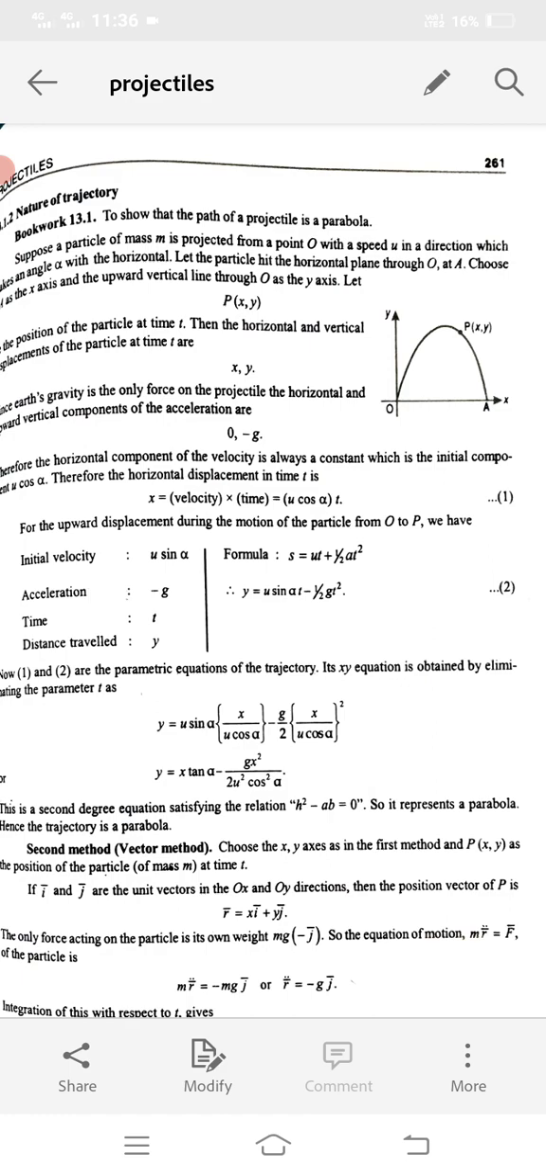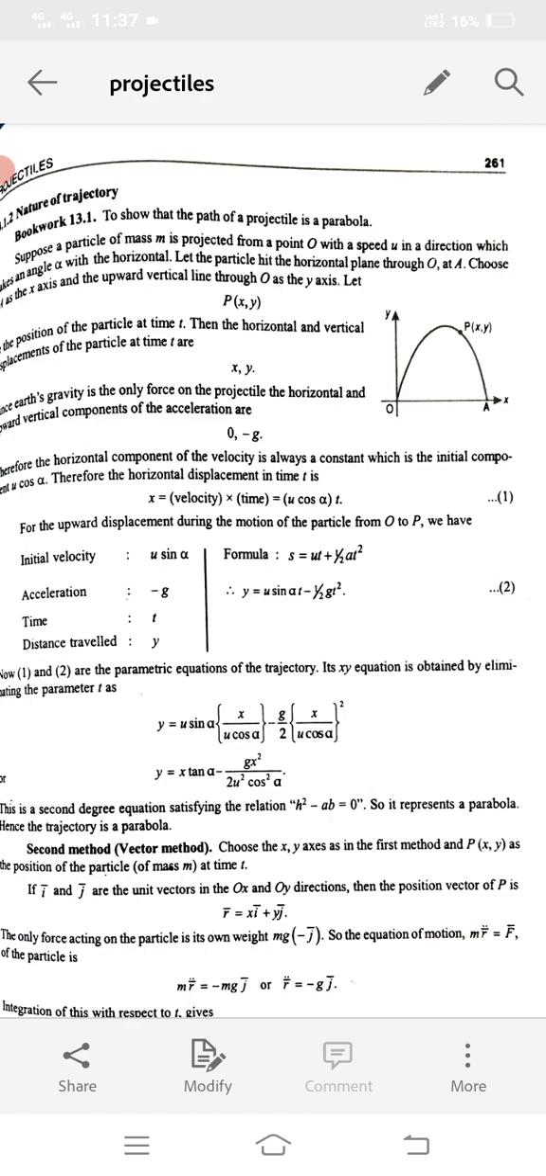Suppose a particle of mass m is projected from a point O with a speed u in the direction which makes an angle alpha with the horizontal, and the particle hits the horizontal plane through O at A. Choose OA as the x-axis and the upward vertical line OY as the y-axis. Let P be the point on the trajectory, x comma y, at any instant t. Then the horizontal and vertical displacements of the particle at a time t are x and y. Since Earth's gravity is the only force on the projectile, the horizontal and upward vertical components of the accelerations are 0 and minus g. Sir, we are saying here the horizontal component of gravity is 0 and the vertical component of gravity is minus g.